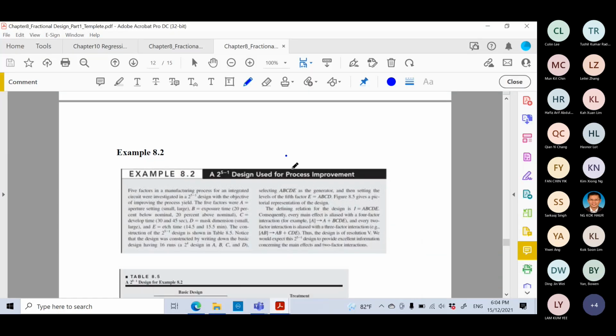Okay, so let us finish out. Let us continue with the fractional factorial. Then if we have time, we continue with the following chapter.